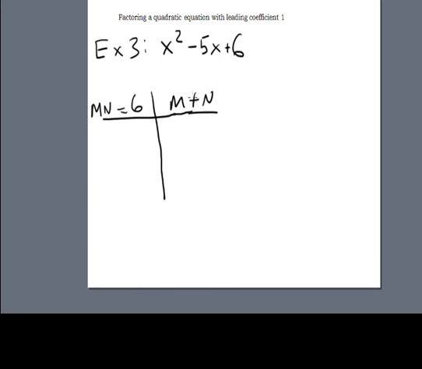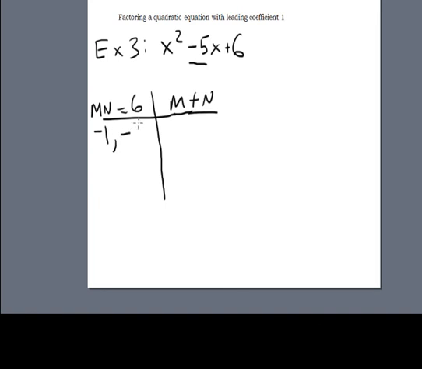In example 3, we're factoring x squared minus 5x plus 6. Here the product of what we're calling m and n is 6. So we're looking for two values that when multiplied together give us 6, and whose sum is negative 5. So again, we're going to be multiplying numbers together to get 6, and they're going to add up to negative 5. The only way this is going to work to give me a negative sum here is if both of those values are negative.